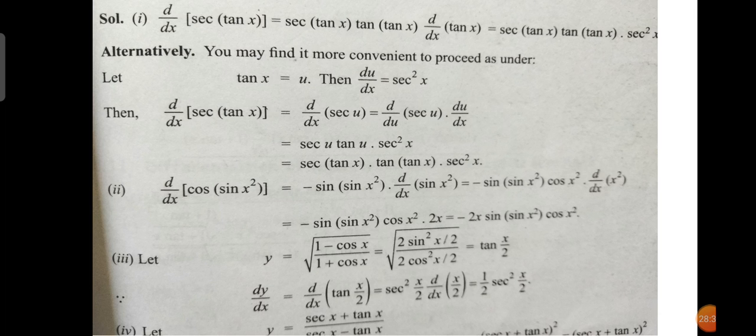Next is also cos of sin square x, cos of sin square x. Similarly, you can do this. Derivative of the first function into derivative of the second plus the second into the derivative of the first. The same has been used here also.